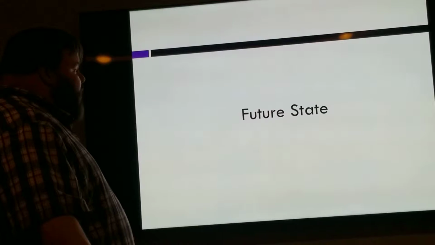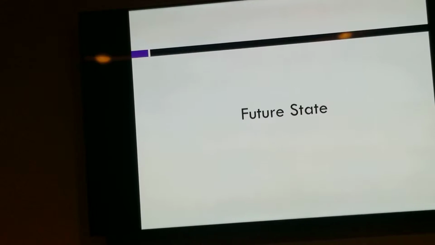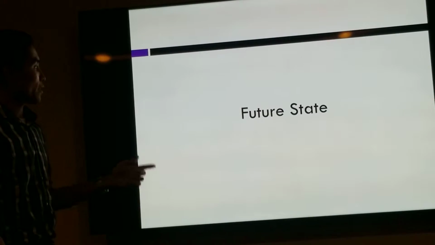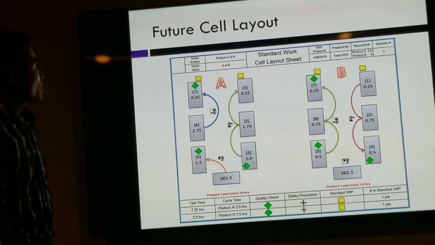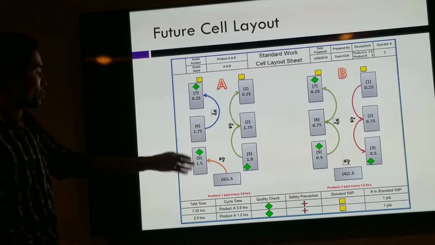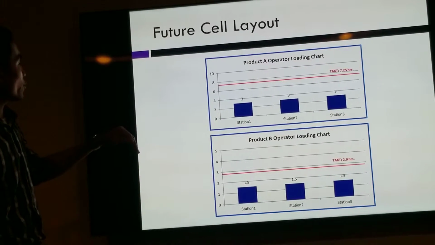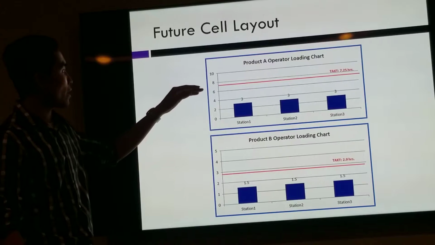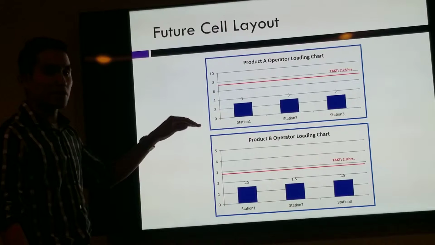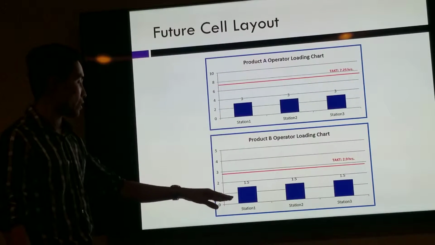So now we'll turn over to the future state and we'll let Chris and Kyle finish up for us. All right, good evening. I'll take over the last part of the presentation. I'll present the future state. So this is how the future state cell layout looked for A and B on the U-shaped cell layout. In the U cell layout future state, the product A operator loading chart will be more balanced between the processes, and we combine the current processes into workstations, which is 3 workstations for product A and the same for product B.